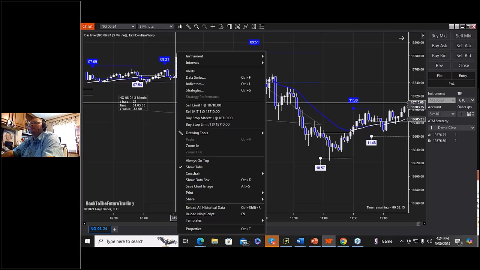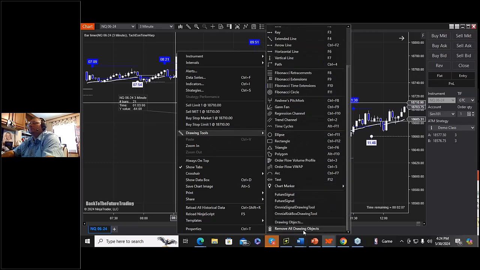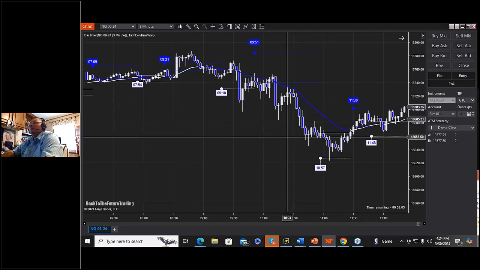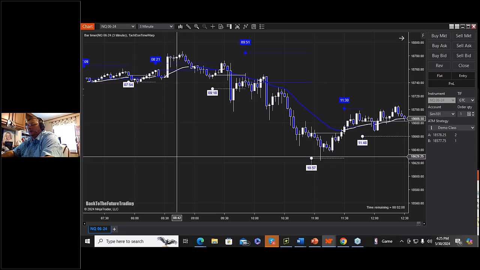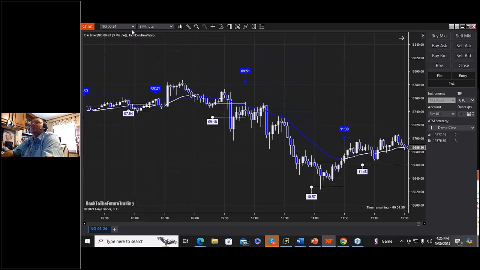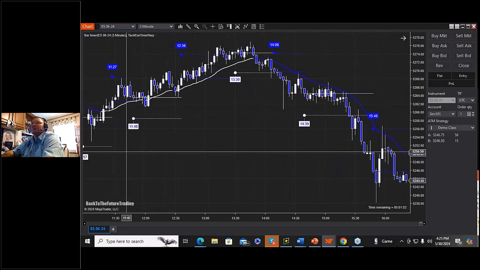Let me remove these drawing tools again. I'm sorry. And this, you see this play out more and more on multiple charts. Since we weren't able to do playback, let's look up ES 3-minute.